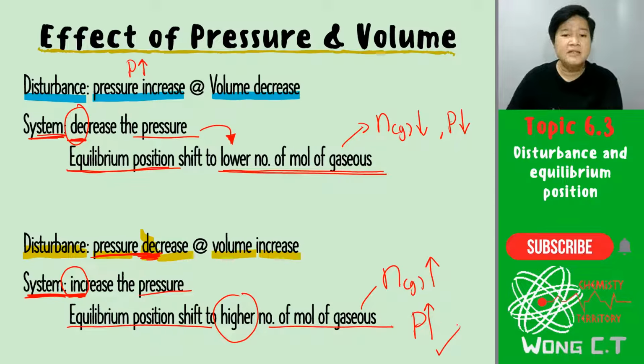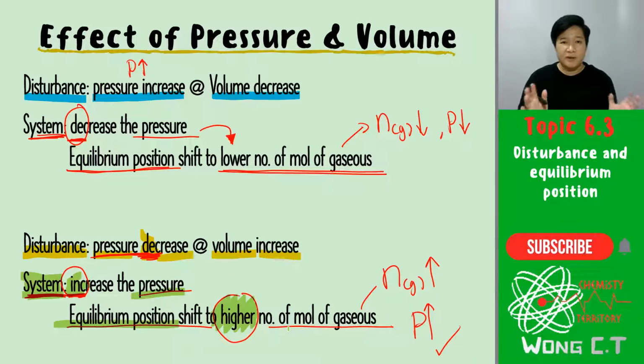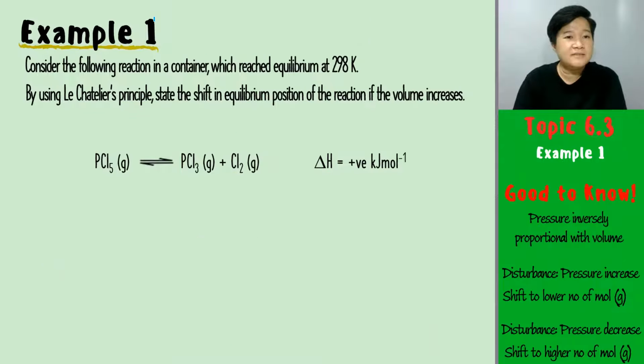Can you see that? Number of moles and the pressure are directly proportional when the size of the container is constant. Alright? So if the system wants to increase the pressure, your equilibrium position must always shift to a higher number of moles of gases. Alright? Simple. This is the conclusion of the effect of pressure and volume. Bear that in mind, your system will always go against the disturbance. So, it's very important to know what the disturbance is in your question. Alright, let's discuss one example after the conclusion that I gave you just now.